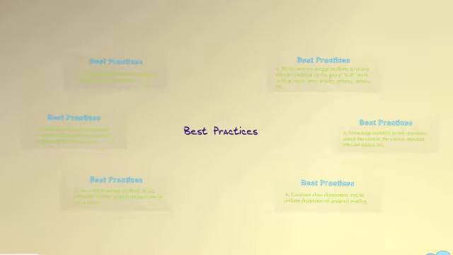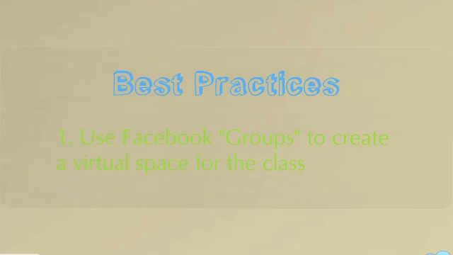All right, so let's get to some best practices. 1. Use Facebook groups to create a virtual space for the class. The groups feature of Facebook allows you to interact with other users without actually making the connection of being friends with them. So this is nice because if you or the students don't feel comfortable, quote-unquote, friending each other, then it allows you to still interact without making that connection. You can also choose to make the group private so that no one can see it except for those who have been approved to join the group.